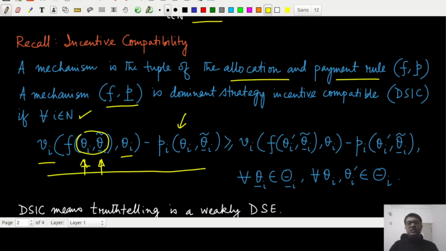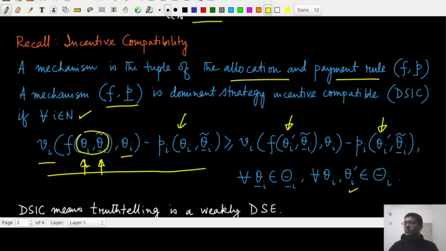Now this left hand side is giving the net payoff to player i when he's reporting his type theta_i truthfully, and other players are reporting theta_{-i} tilde. On the right hand side you have the same expression, except that now player i has moved to theta_i prime, and that is impacting both the allocation and the payment decisions. And this inequality is saying that for all such theta_i prime, the left hand side is going to be at least as much as the right hand side.